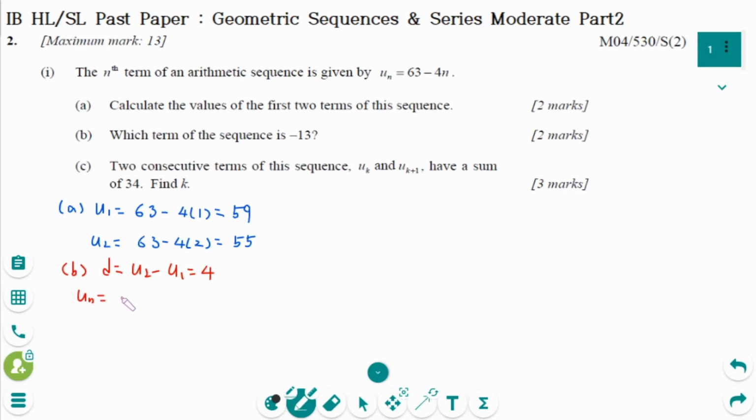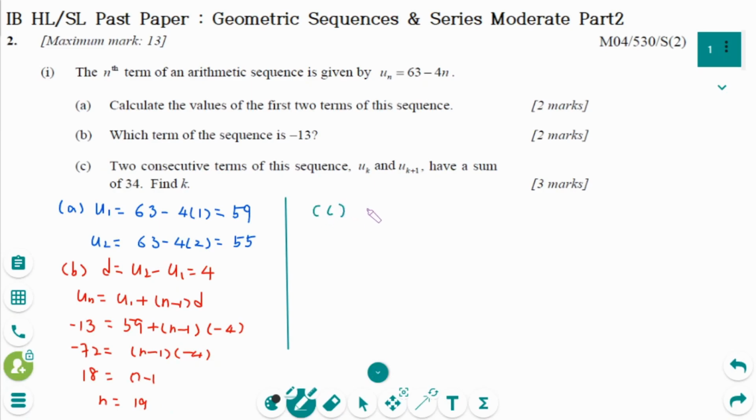Un equals U1 plus (n minus 1)d. Un is minus 13, so minus 13 equals 59 plus (n minus 1) times minus 4. Move 59 to the left: minus 72 equals (n minus 1) times minus 4. Divide by minus 4 on each side: 18 equals n minus 1. Then n equals 19.